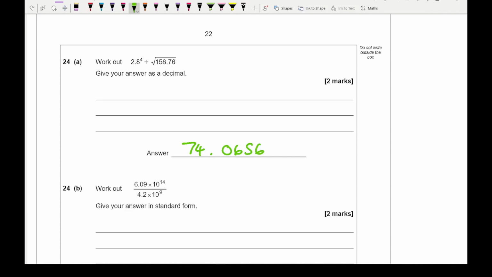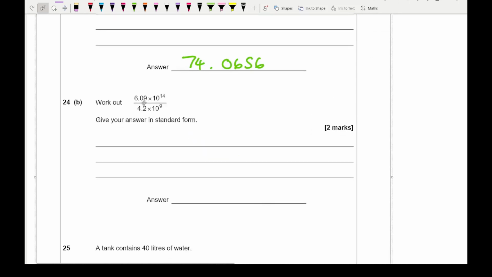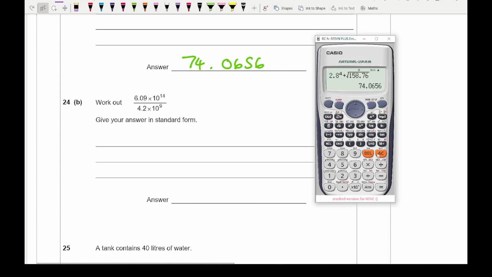656, and again just double check to make sure that I have written that correctly. Yes, I have. So the next question then says work out, and then we've got this to work out. So again, I can go straight onto the calculator and use standard form. So first of all, I've got the fraction, and then all I then want to do is just enter the values. Now you have got a standard form button, so I can use that, and then again I don't need to enter the power, and I can just do 4.2, press the standard form button, press 9, press equals, and the answer is 145,000.